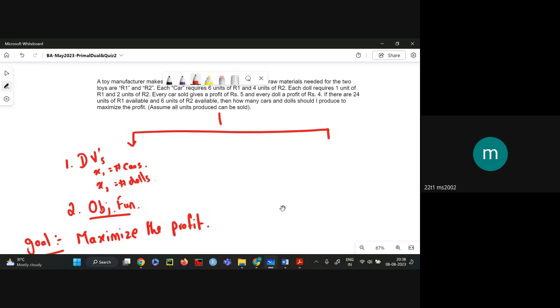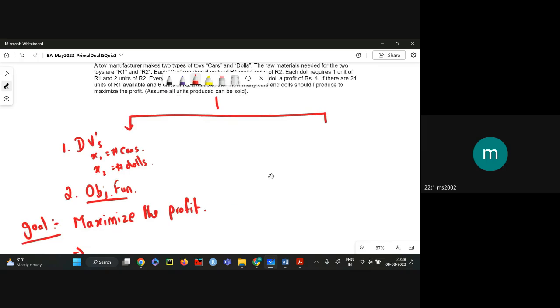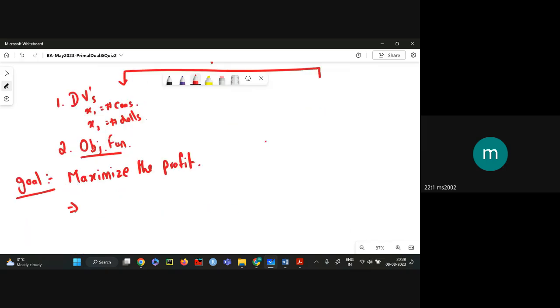What is the profit that I make? Rupees 4 for every doll and rupees 5 for every car. So if I make one car, I make a profit of 5, and if I make one doll, I make an additional profit of 4. So that is what I get if I produce one car and one doll. So this into x1 and this into x2 is the profit that I will make when I make x1 cars and x2 dolls. All right, everyone with me so far?